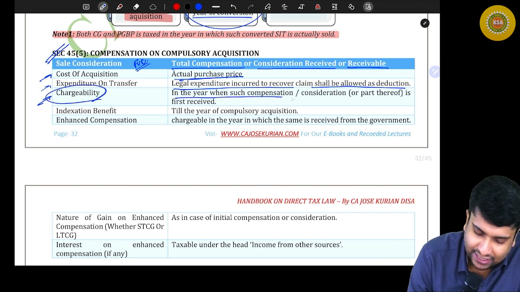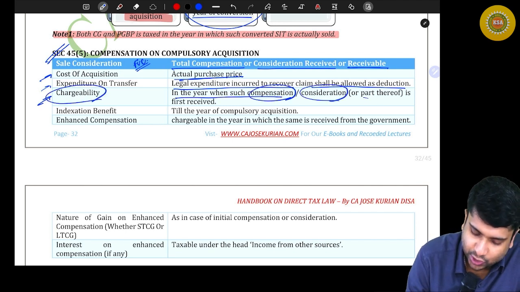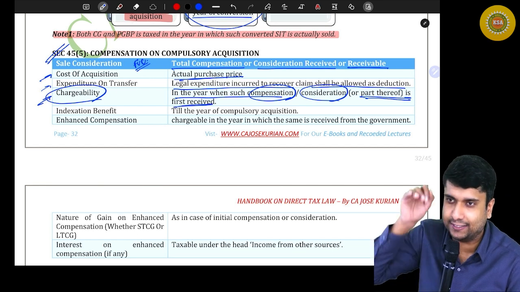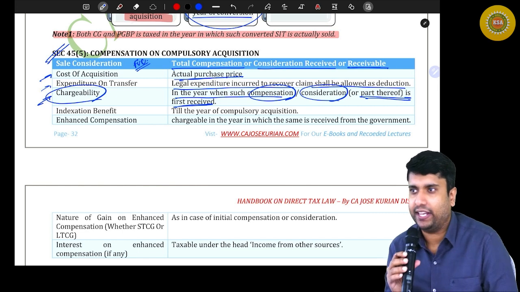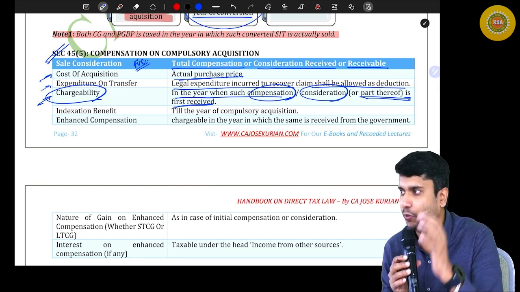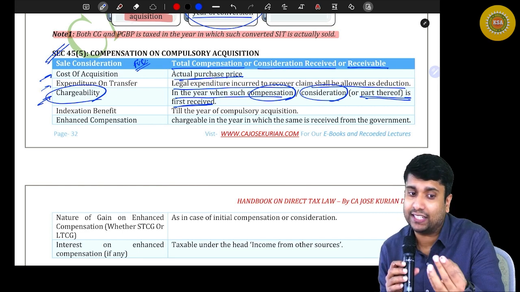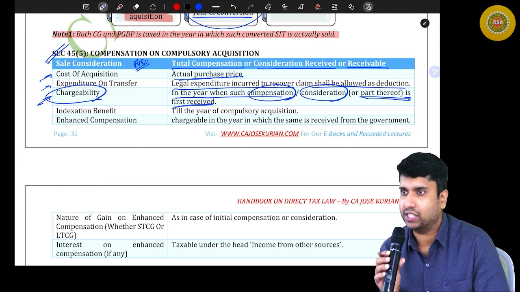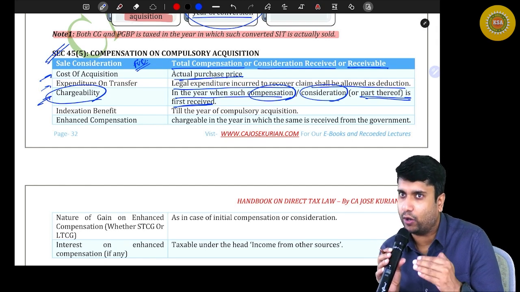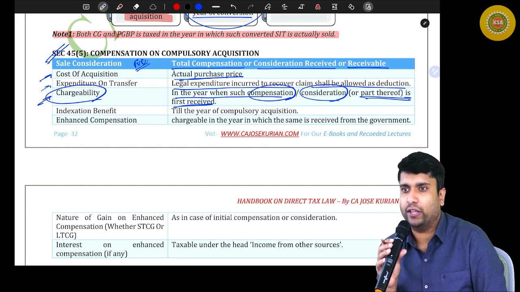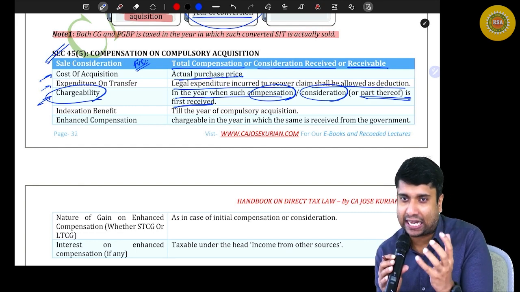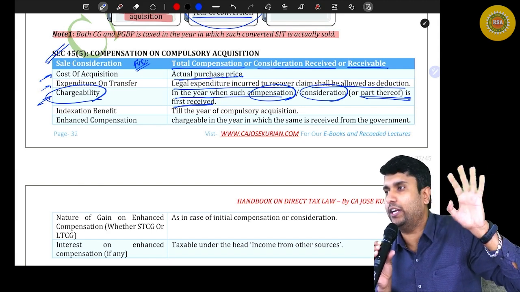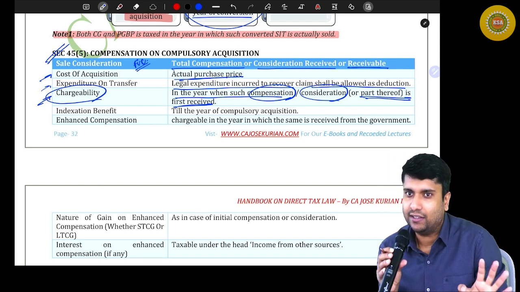And when is the chargeability? In the year when such compensation or consideration or part thereof is first received. Listen. Say today I had a property and the government compulsorily acquired my property today. Only after 4 years I received the compensation. You tell me, do I have to pay taxes today or after 4 years? After 4 years only. Why? Because the department says, even though the transfer is compulsory acquisition, you need not compute any capital gain and you need not pay any taxes, because we know that it will take some time.